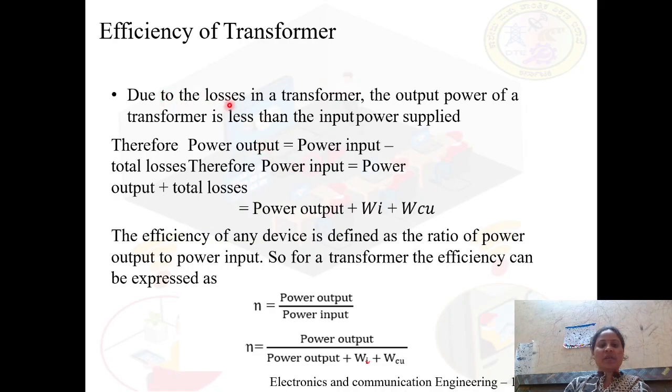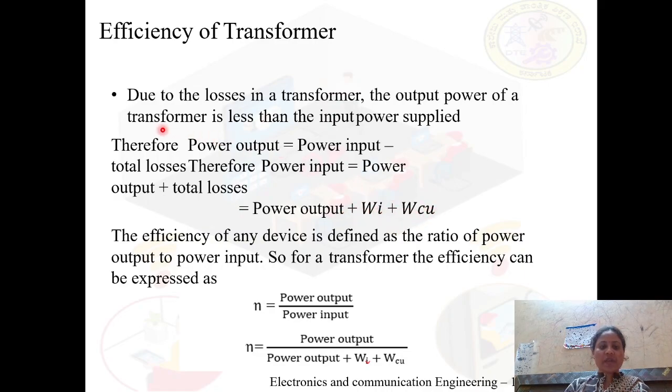But in a transformer we know that due to the losses, whatever power we transmit to the output will not be the same as the input power. Therefore, the power output is equal to power input minus the total losses. Hence, the power input can be written as power output plus the total losses. Total losses is nothing but iron loss and copper loss.